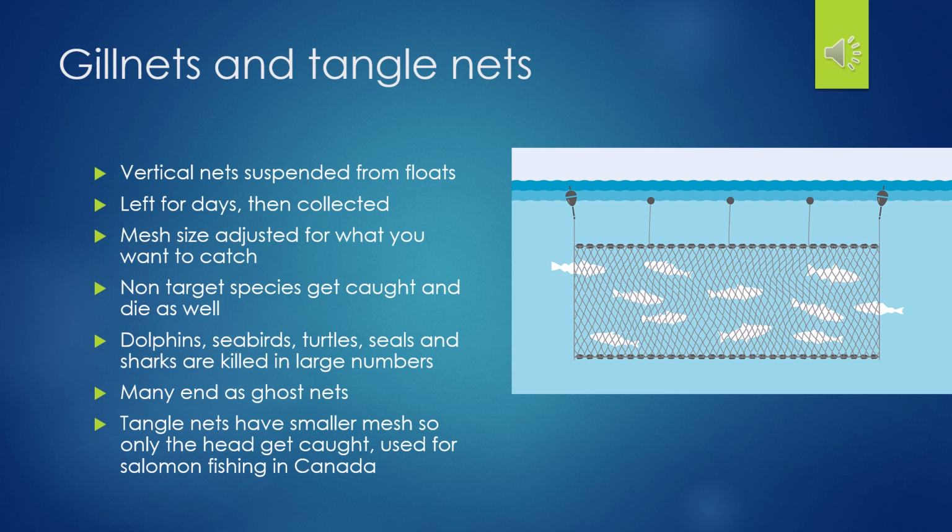Tangle nets are a modern form of gill nets that have a very small mesh. The mesh is so small that only the head and jaw of the fish get caught, and bycatch can be untangled and released unharmed, at least in theory. These nets have been used to catch salmon in parts of Canada.